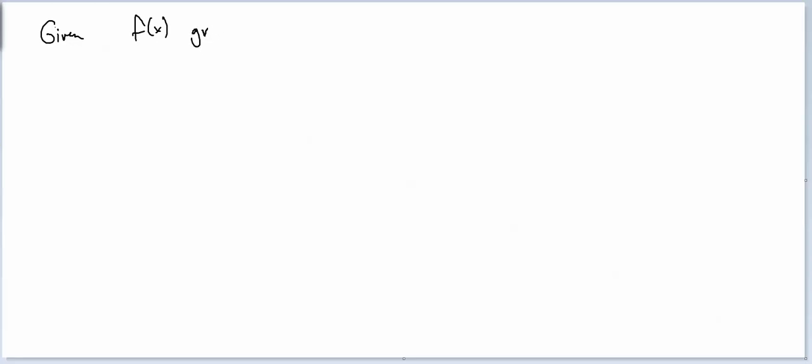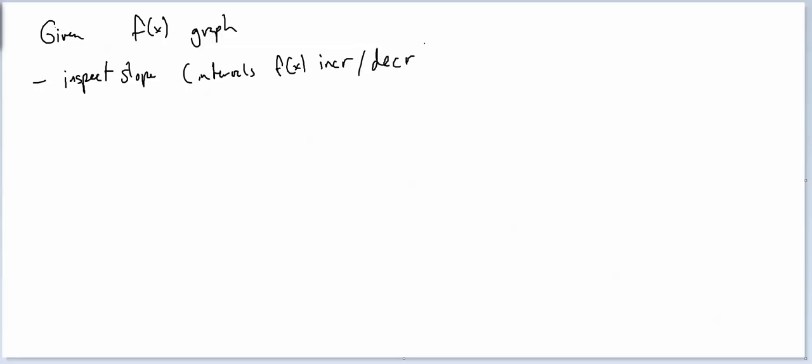So, graph of f of x. The first thing to note is you want to inspect the slope. Basically, intervals where the function is increasing or where the function is decreasing. The reason being is where the function increases, that implies that the first derivative will have a positive value, and when the function decreases, that's when the first derivative has a negative value.